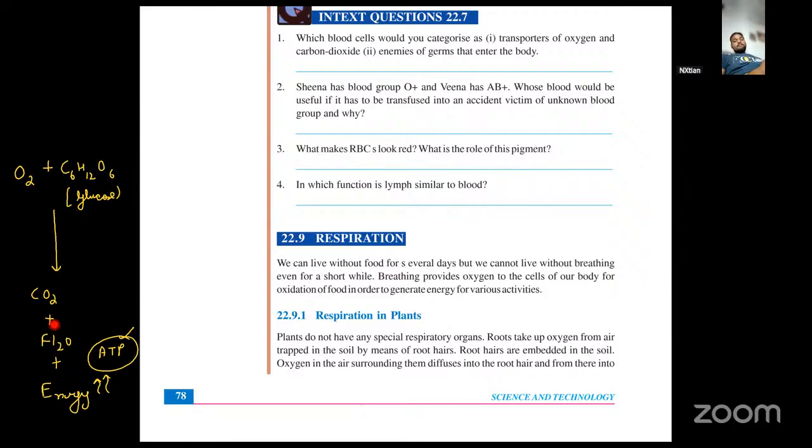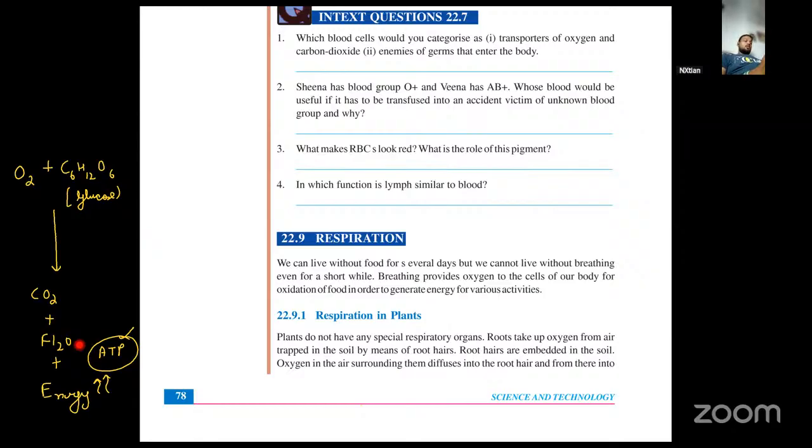At night time, plants release carbon dioxide. That's why it is said don't sleep near a big tree, because at night time, plants also respire. Photosynthesis is the process of making food in the presence of sunlight. But at night time, they also use this equation, in which oxygen reacts with glucose to give carbon dioxide, water, and energy. Did you understand, guys?